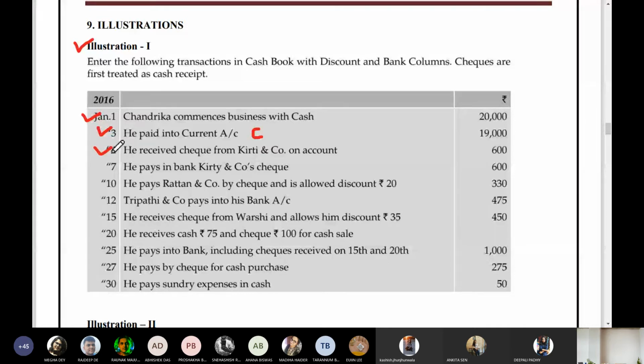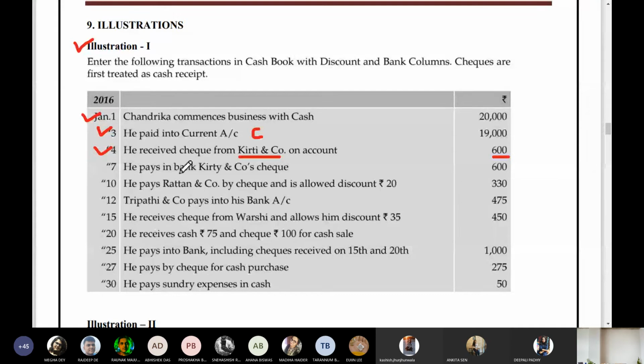The next, he received check from Kriti and Co on account. So what you have to write? You have to write bank account debit to Kriti and Co. This is the journal entry. So we have to go to the debit side. We have to write to Kriti and Co account this amount in the bank column.